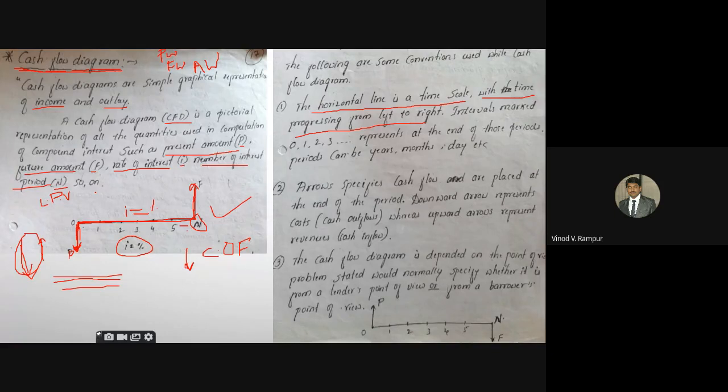At the first time period, whether it is monthly, yearly, biannually, or daily, after 1 month or after 1 year, I'm going to pay the interest. That's why the horizontal line always starts with zero. Remember this: it represents the end of those periods. Periods can be a year, month, day, etc.